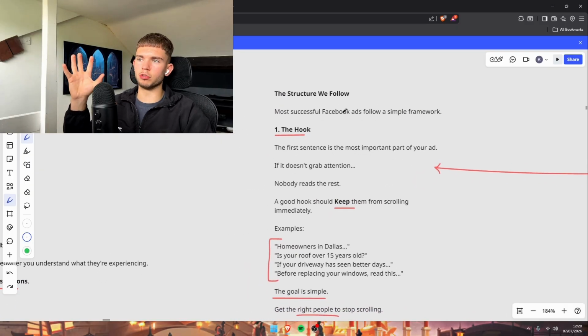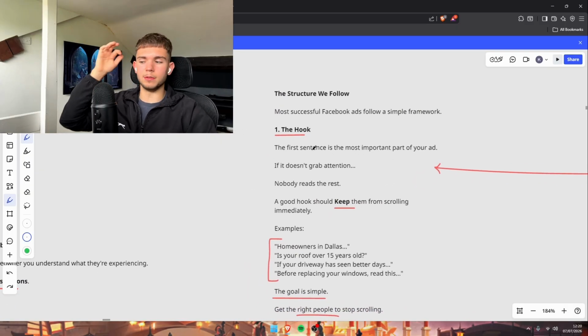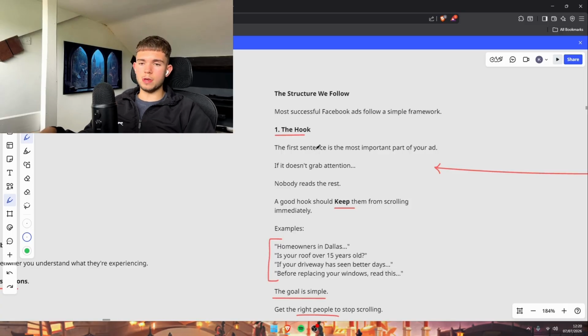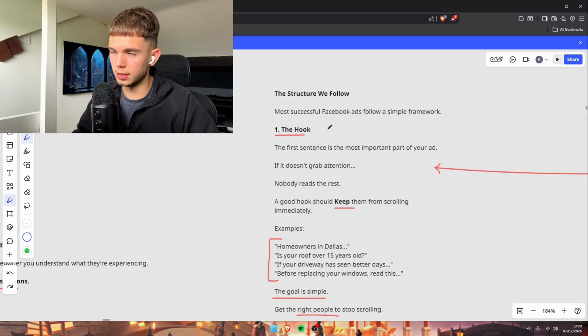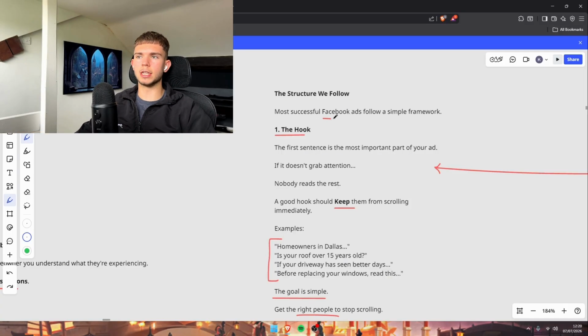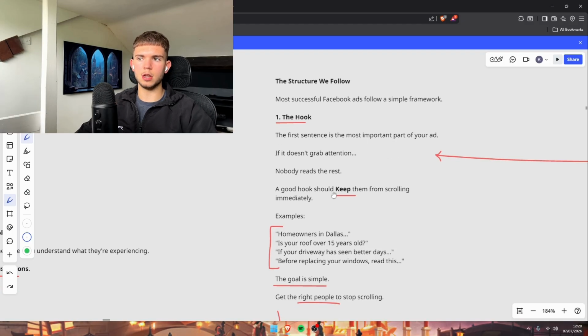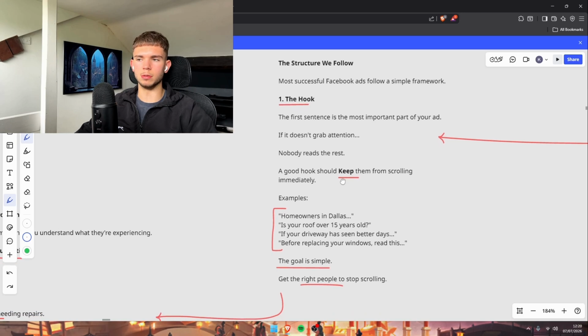So here's kind of the structure we should follow. And I'm actually going to give you an example of an ad copy that we use at the moment with one of our clients. Most successful Facebook ads follow a simple framework, which is the hook. So the first sentence is the most important part of the ad copy. If it doesn't grab attention, nobody reads the rest. A good hook should keep them from scrolling immediately.